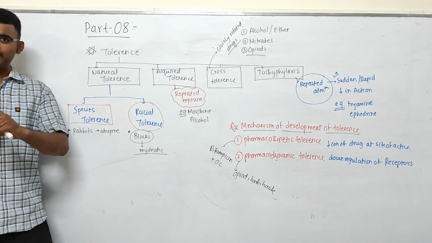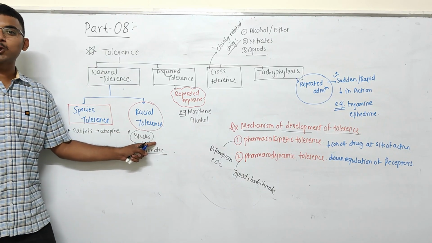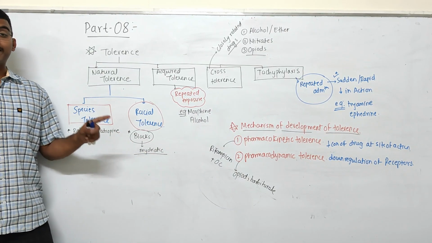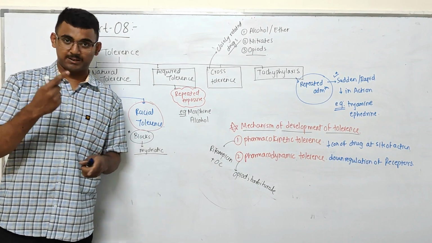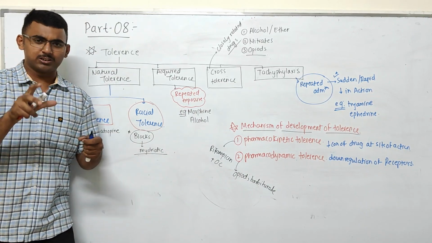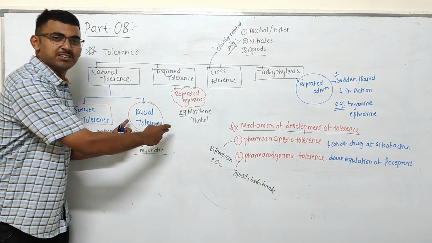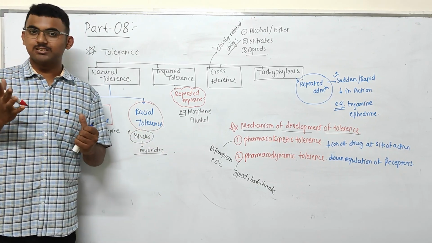So the Blacks, or the Nigerians, are well tolerated to the drugs which cause mydriasis. Let's see again what mydriasis and meiosis are; you will understand all these things in the upcoming chapter on the autonomic nervous system. Just try to understand the mechanism of tolerance, or what tolerance actually is. One is species tolerance, the other is racial tolerance. Based on the race of the person, the tolerance is developed.